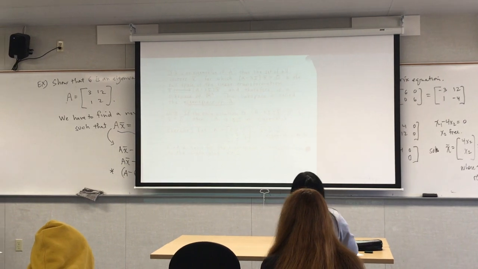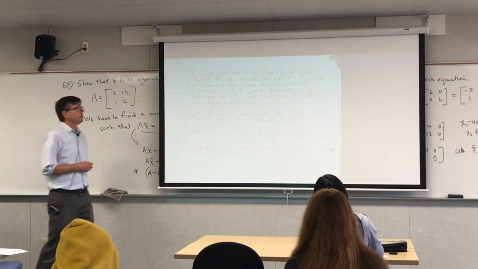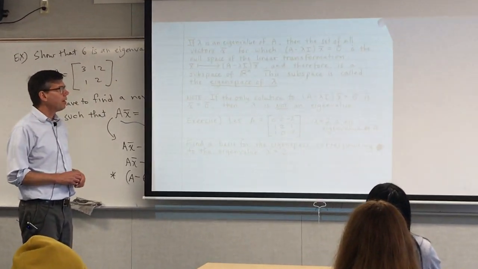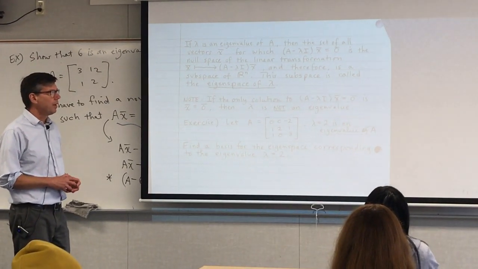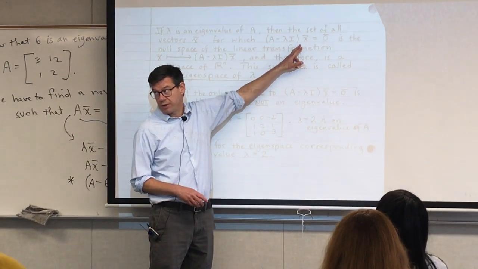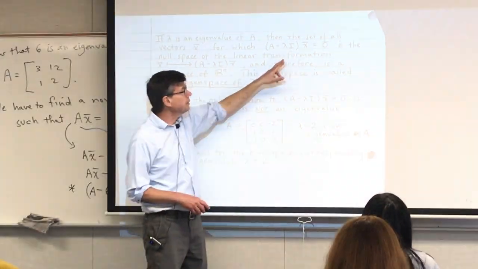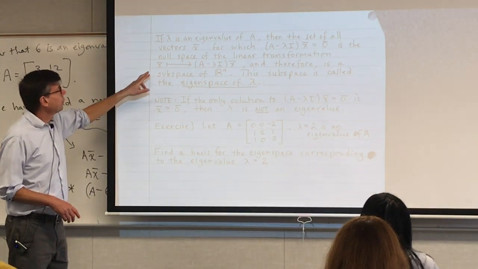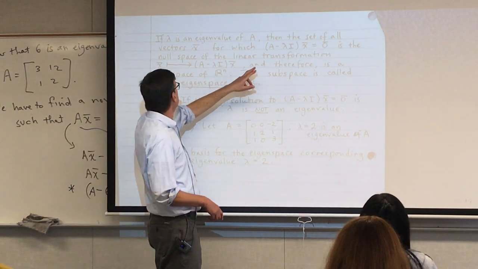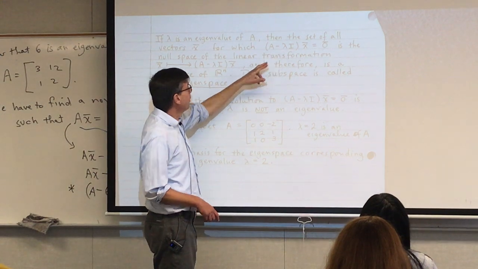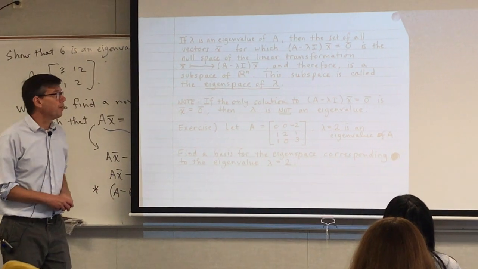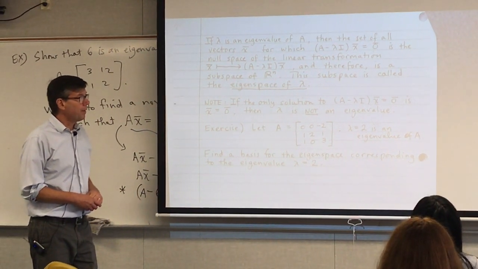So, second page. Lambda is some number, some scalar, some real number. If lambda is an eigenvalue of A, then the set of all vectors x for which this equation is true, that's the kind of equation we just solved with lambda equals 6, the set of all vectors for which this is 0, is the null space of a linear transformation, and is therefore a subspace of Rn.